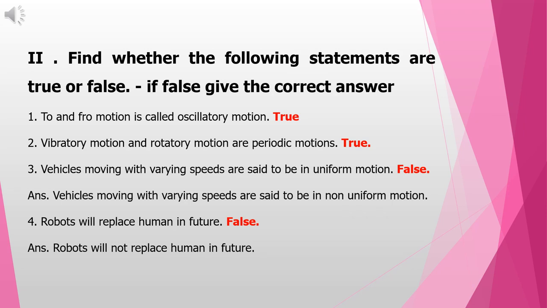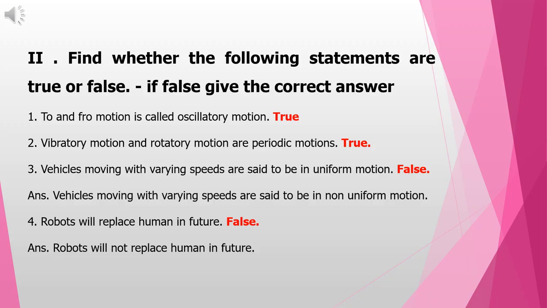Question number 3. Vehicles moving with varying speeds are said to be in uniform motion. Varying. The word varying means different. Uniform motion. The speed is same here. For non-uniform motion, the speed is different. The speed varies. In this question, varying speeds are said to be in uniform motion is given.